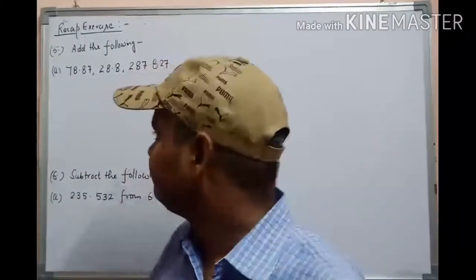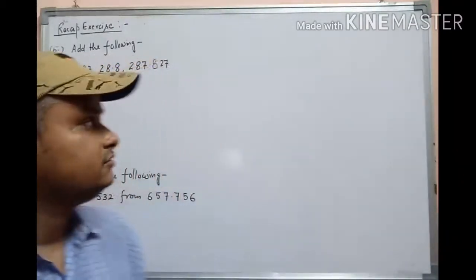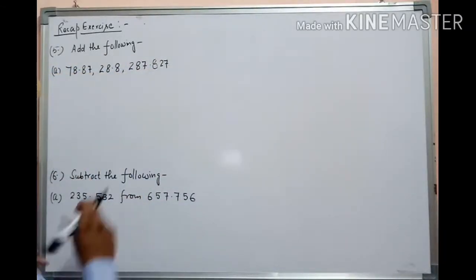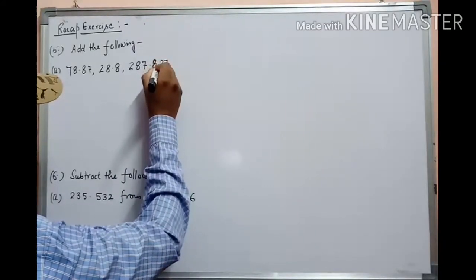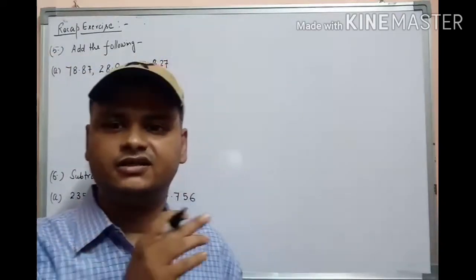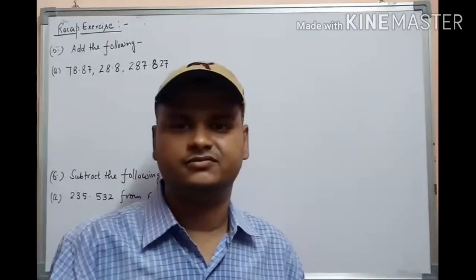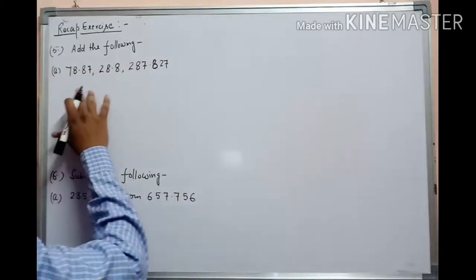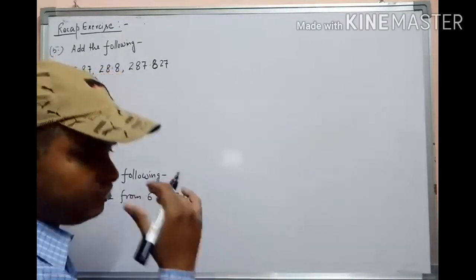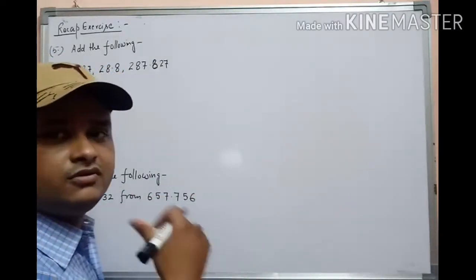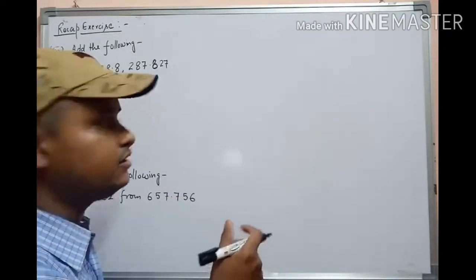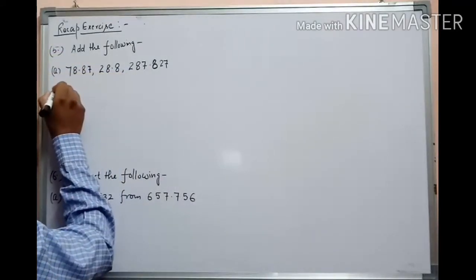So let's start. First of all, you have to add these decimal numbers. If you want to add any decimal numbers, first you have to check whether these decimal numbers are like decimals or unlike decimals. After checking, these are not like decimals, these are unlike decimals. So first of all you have to convert them into like decimals, and after that you have to add the decimal numbers. So how can we convert?